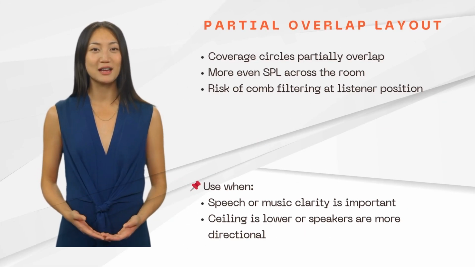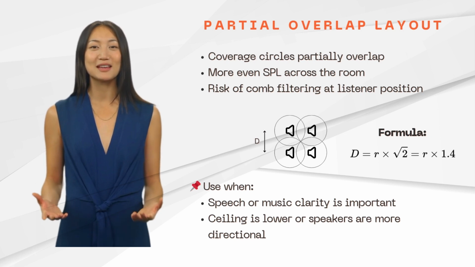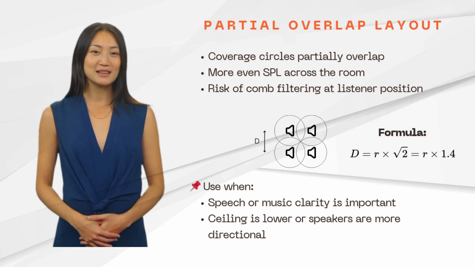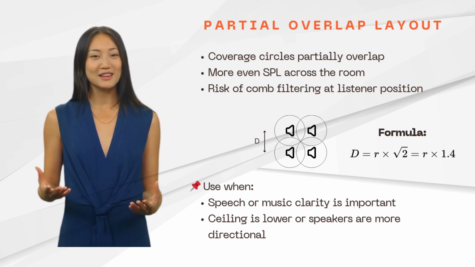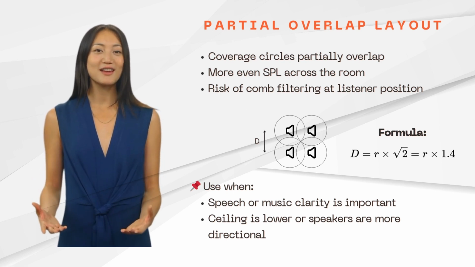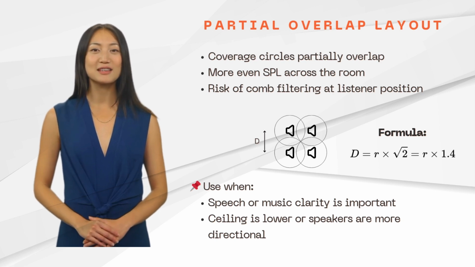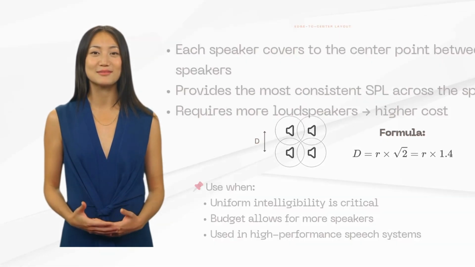In a partial overlap layout, loudspeaker coverage areas overlap slightly. This helps maintain a more consistent sound level throughout the room, especially for speech or foreground music. However, when loudspeakers are too close together, there can be some negative interaction between them, which might affect clarity at certain points in the room. The recommended spacing is the radius multiplied by the square root of 2, or about 1.4 times the radius.